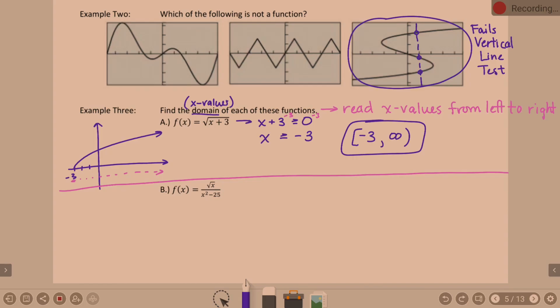Is there a square root? And if so, whatever's under the square root has to be positive, so greater than or equal to 0. Or is there a denominator? And if that's the case, denominator cannot equal 0. That can get you an answer, which is basically what we did here yesterday, right? But also then reading the graph left to right. And we'll practice that some too.